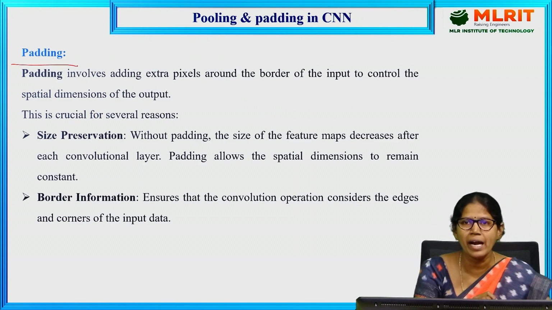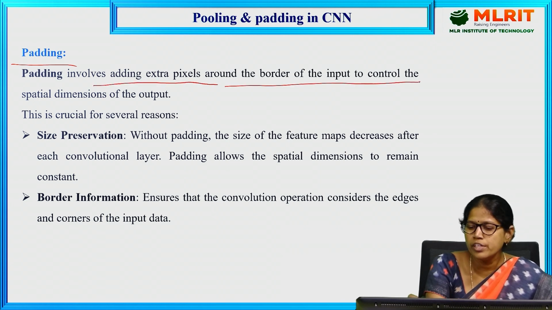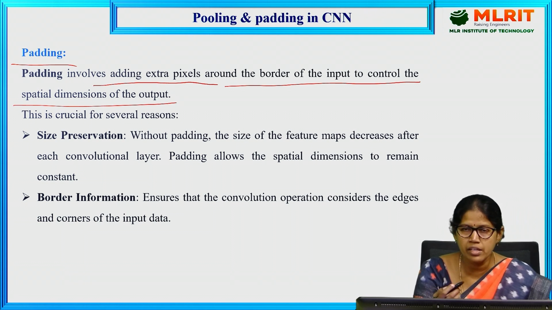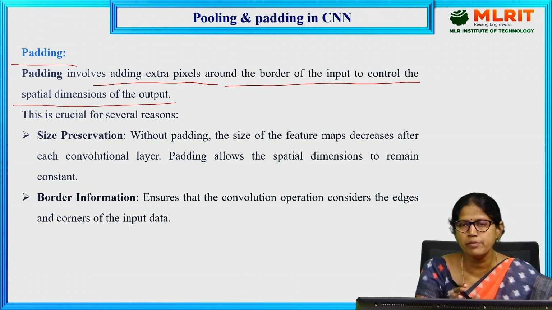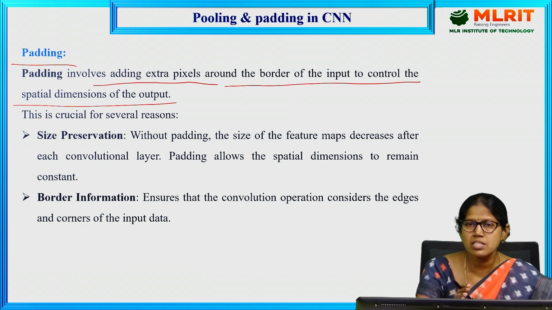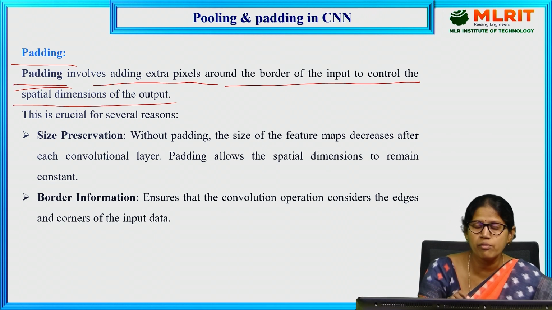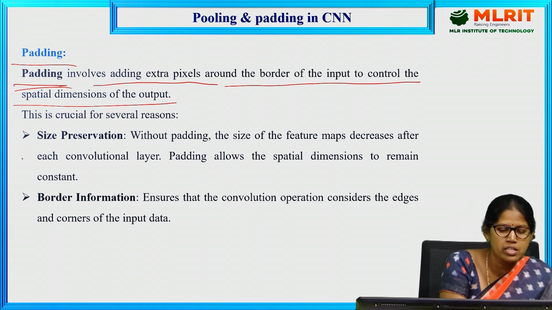The next one, padding. Padding involves adding extra pixels around the border of the input to control the spatial dimensions of the output. For example, if you take any feature map, it will have less critical information only. If you want to return the previous layer's size, or the original image size, then we will use padding. To add the extra information, we add zeros to the already existing feature map.